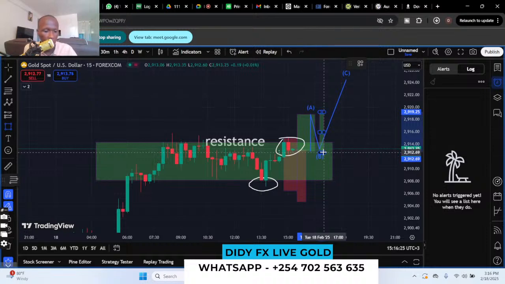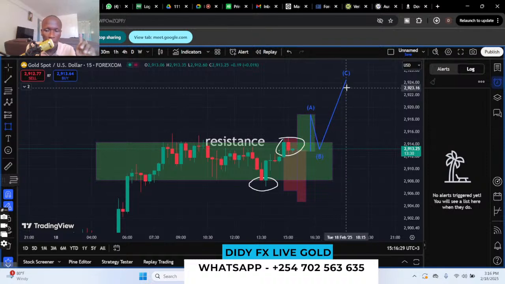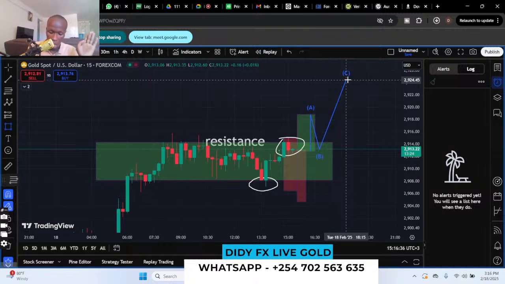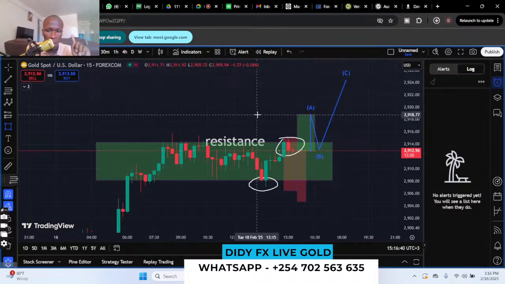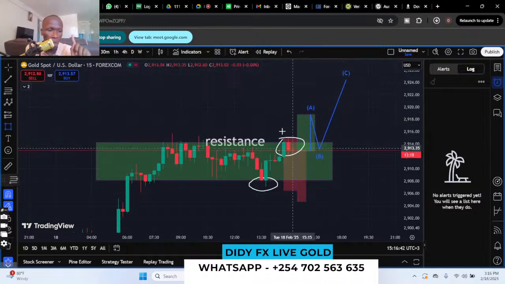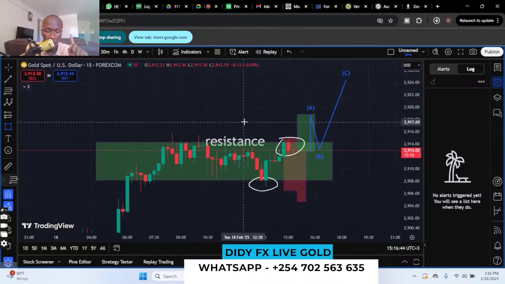Now you can enter at this point B, now with the third candle, and target point A is your TP1. Then TP2 should be at point C as you continue. So generally that's the confirmation that I'm waiting for, so that I can enter for buys or for sales during this New York session, which is coming up in 44 minutes.